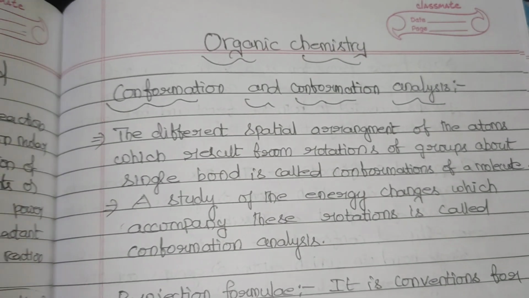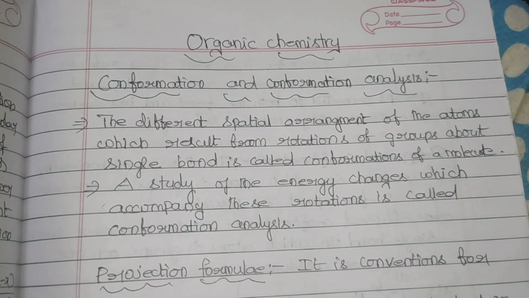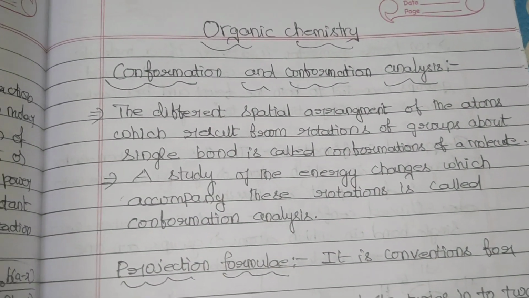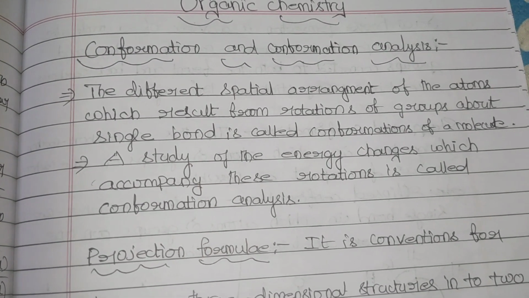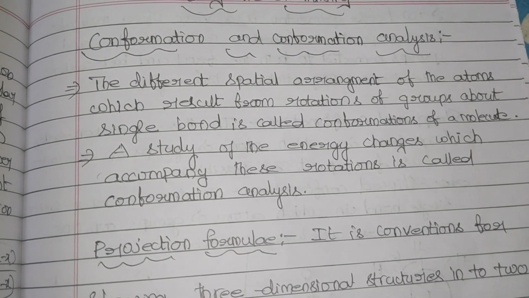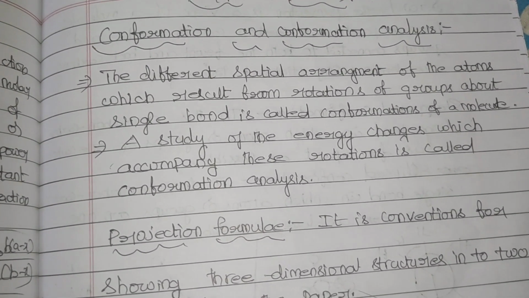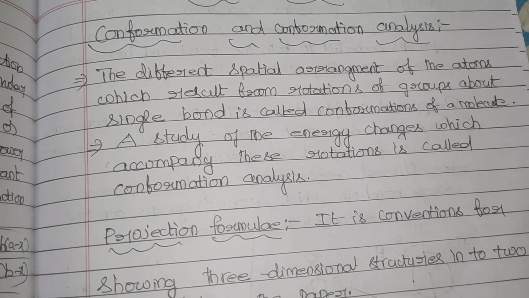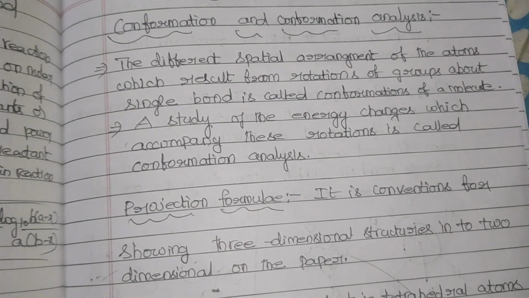Hi students, today I am going to explain what is conformation and conformation analysis. Conformation means the arrangement of atoms around a molecule. When there is a single bond between these atoms, the spatial arrangement of atoms which results from the rotation of groups about a single bond is called the conformation of a molecule.